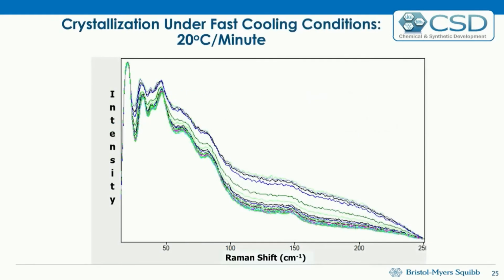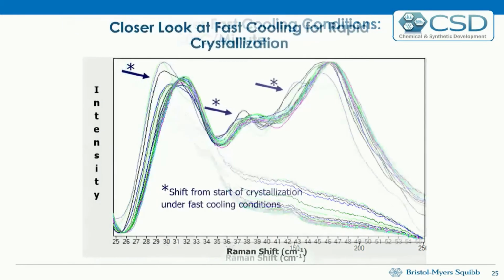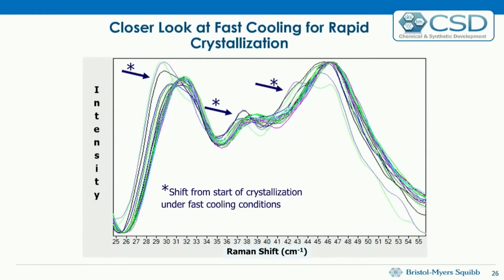Now, we also look at, obviously, rate studies, as I mentioned. This happens to be a case where we're doing very fast cooling at 20 degrees a minute, and we were hoping that we would only have one transition. As it turns out, when we started taking a closer look at the data, there were actually some transitions occurring during the crystallization process, even at fast cooling. So should we go with fast or slow cooling? This is where QbD steps in again.